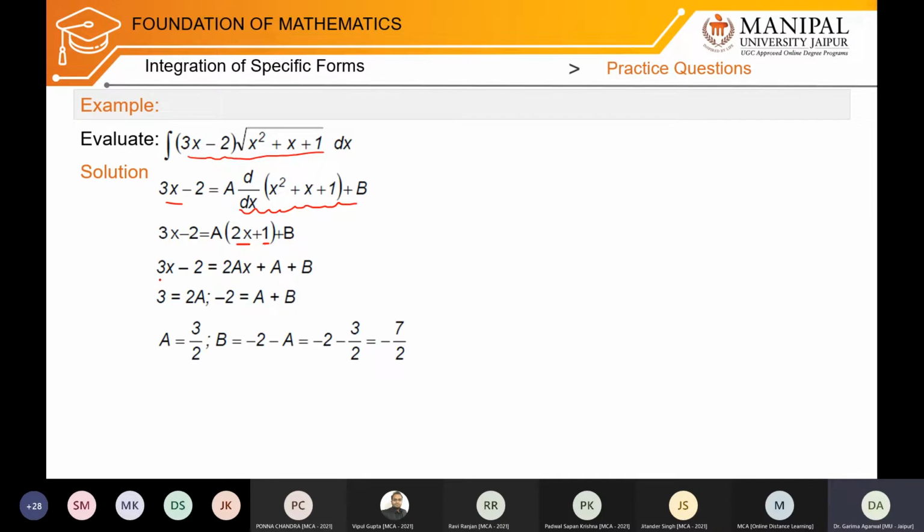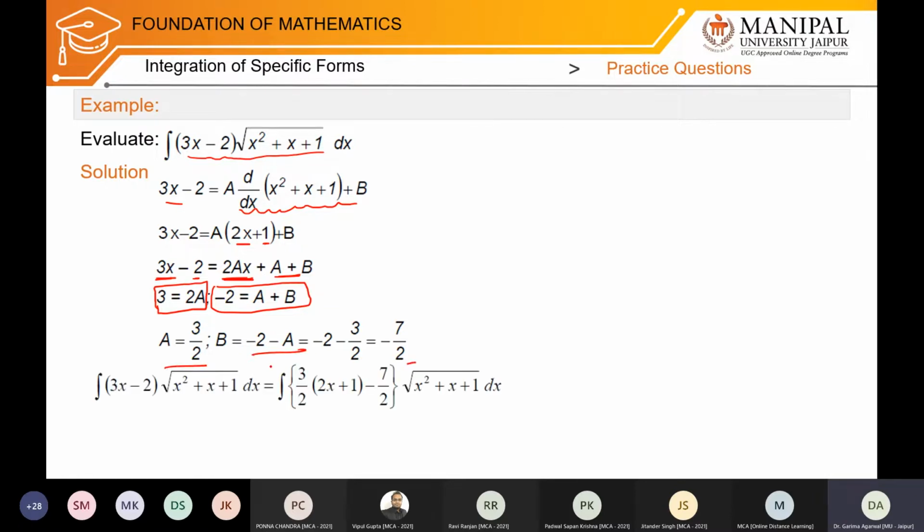Then we compare the coefficient of x. Here the coefficient of x is 3 and here the coefficient of x is 2a. So 3 is equal to 2a. Then minus 2 is the constant and a plus b is the constant. So minus 2 is equal to a plus b. Now by solving these two equations, we can find the values of a and b. Then we substitute the values of a and b in this form.